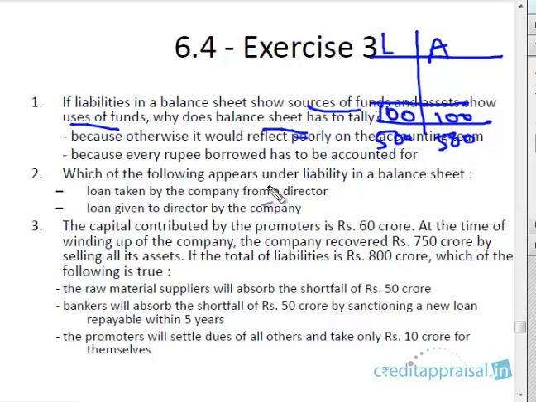This we already discussed in chapter 3, where we discussed the accounting process. There we said the balance sheet will always tally because of the dual aspect concept of accounting, the double entry bookkeeping. So that is fine. That is the technical part.